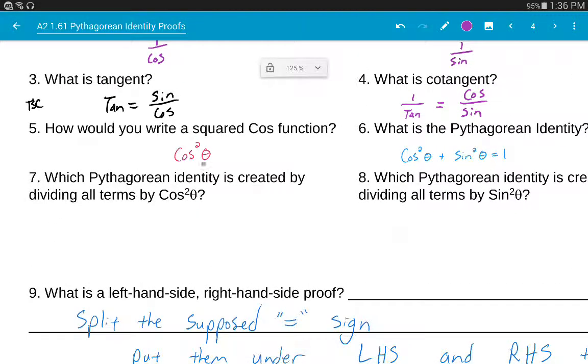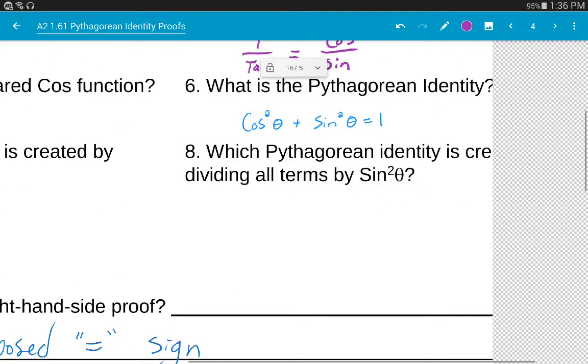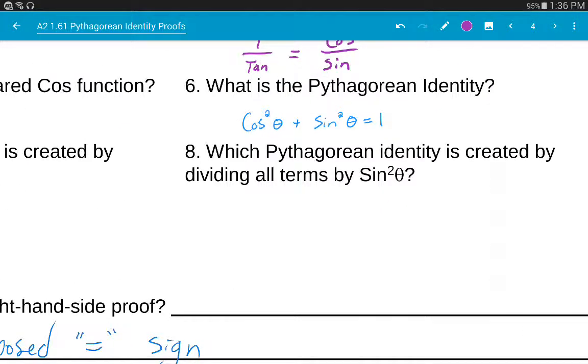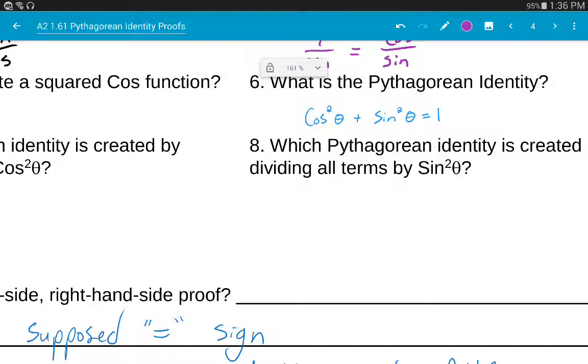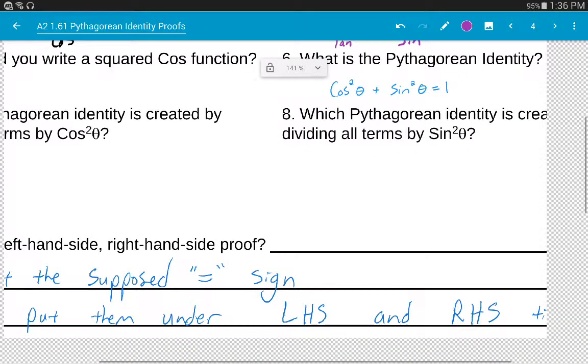Now, we always write our coses and our sines and our tans squared. We put the square on the trig function, not on the theta. Theta is just like x, by the way, so this is really the same thing as this. Now, the Pythagorean identity. This needs to be memorized. Cosine squared plus sine squared equals 1. Now, sometimes it'll change the order. It'll say sine squared plus cos squared, but that's the same thing. Addition is commutative, meaning that you can change the order and not change the truth of the statement.